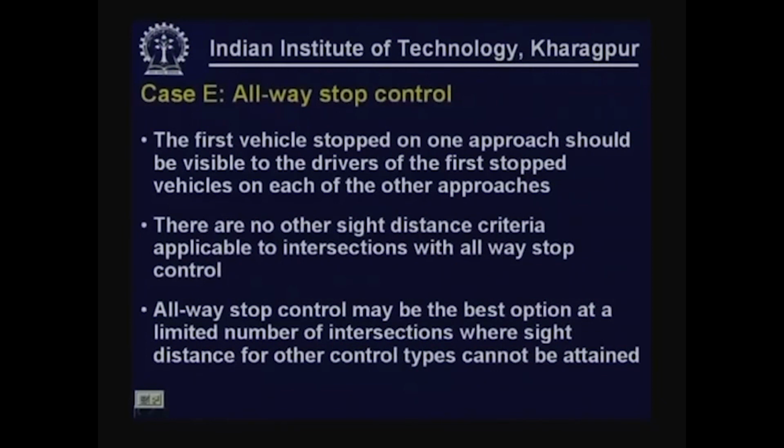In fact, all-way stop control may be the best option at a limited number of intersections where side distance from other control types, or side distance required for other control types, cannot be attained. So, in those cases, in a limited number of intersections, one can go for all-way stop control for simplicity and for enhanced safety in terms of the side distance availability.